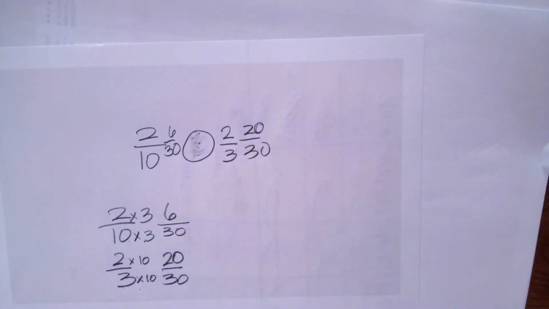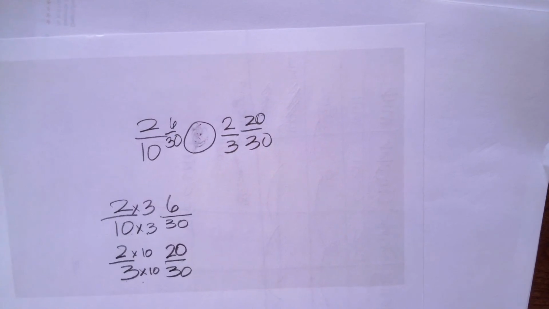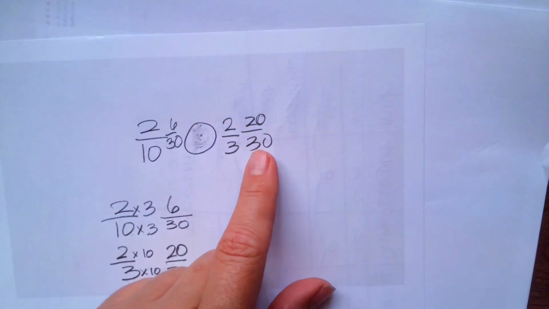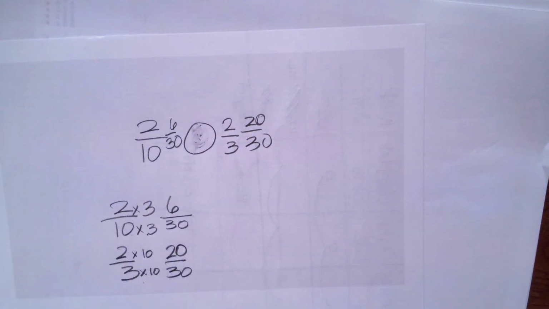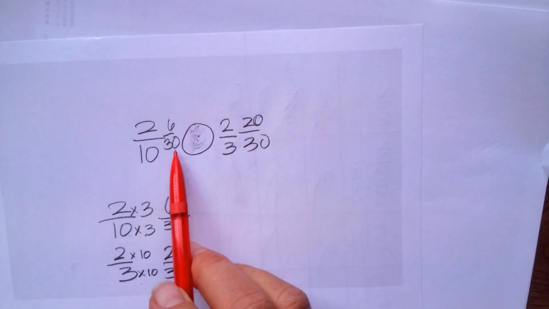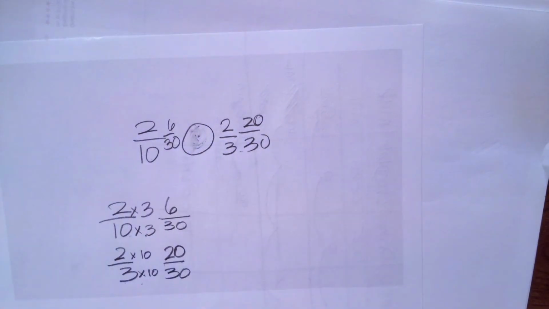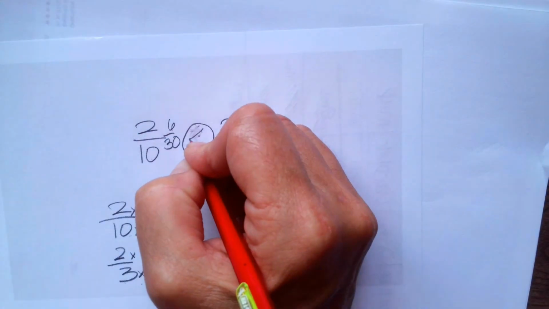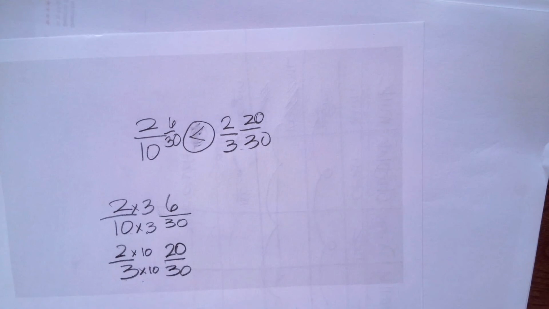6/30ths. Are you sure? No. Would you rather have 6 pieces of a 30-piece pizza or 20 pieces of a 30-piece pizza? 20, because it's bigger, right? Mm-hmm. So now which one is bigger, 2/10 or 2/3? 2/3. So we put 2/10 is less than 2/3. Okay.